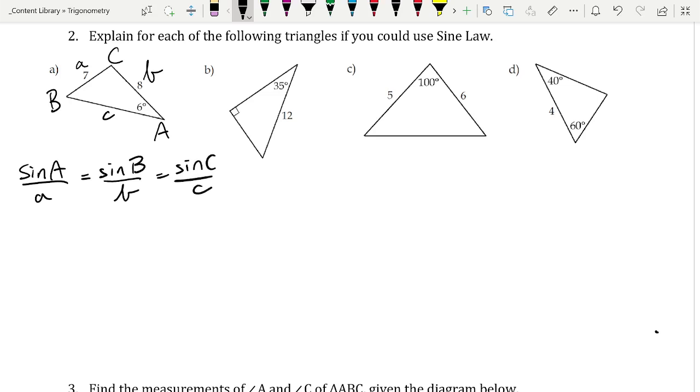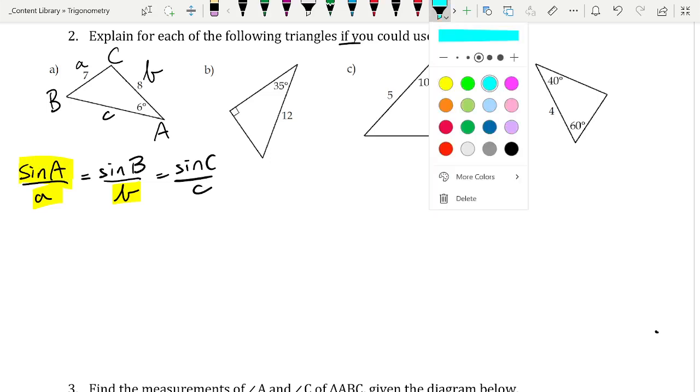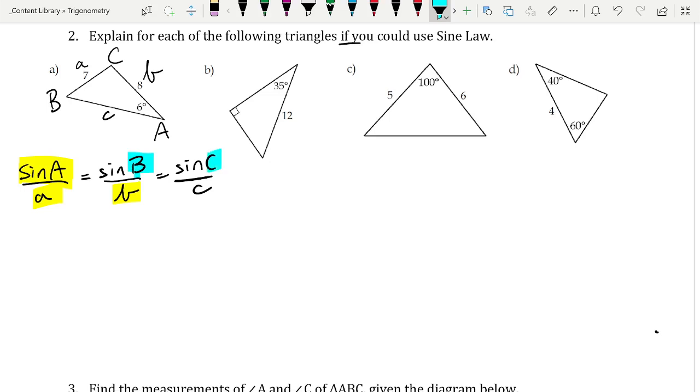Now remember that in this question, you're not actually solving for anything. It just says explain if you can use the sine law. And for this one we concluded yes, and here's why. We know angle A and side A. So as soon as you know one part of the ratio, all you need is a single number in the other parts, and you can figure out the rest. I can use this ratio to find this angle, and then I can figure out this angle, and then I can figure out this side. So the answer was a resounding yes.